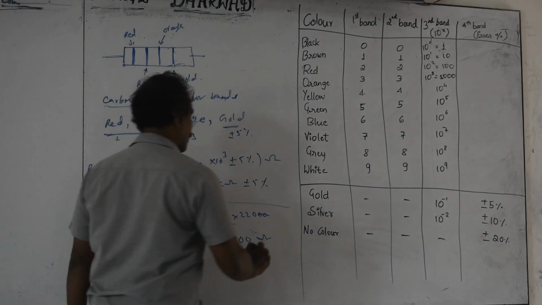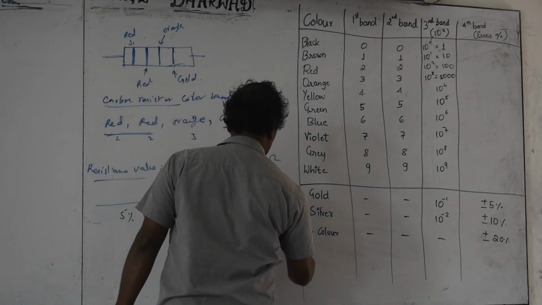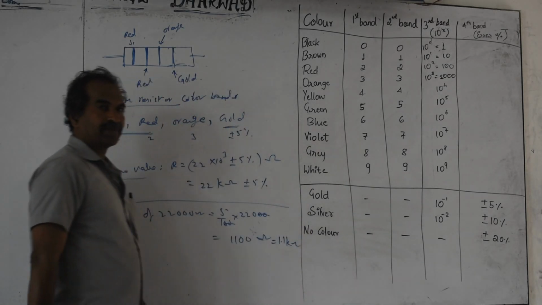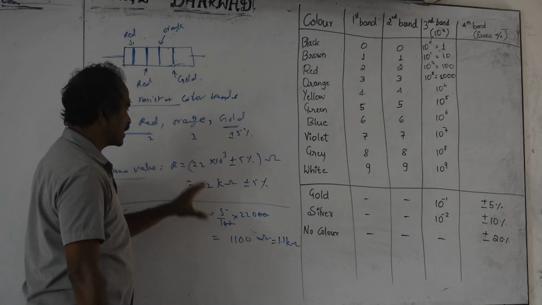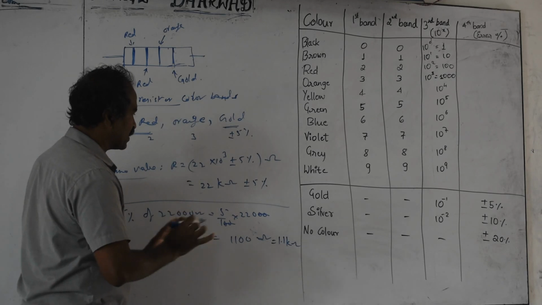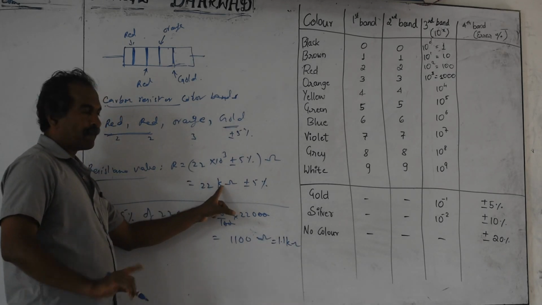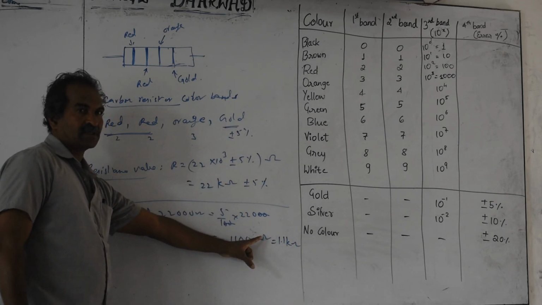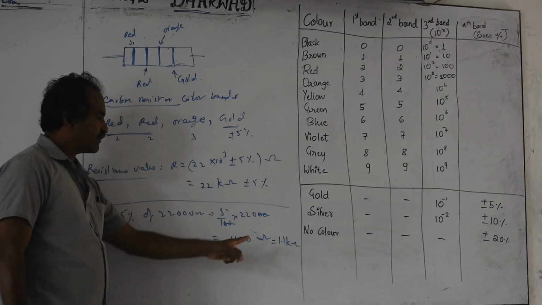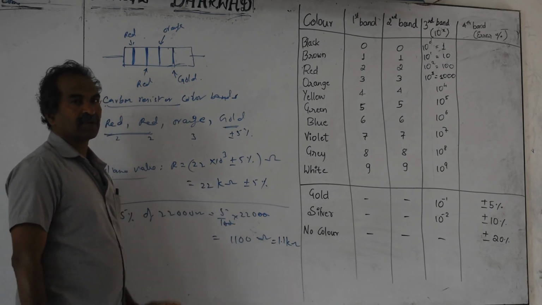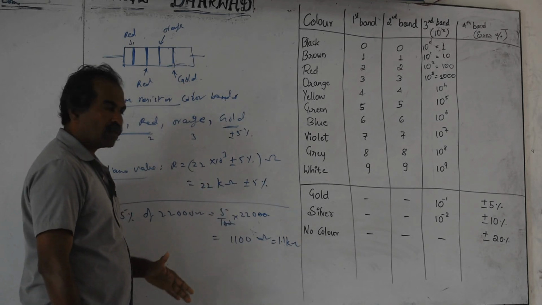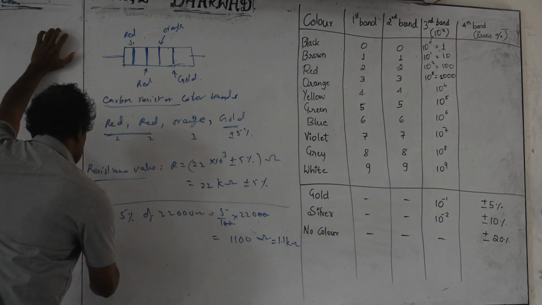This is nothing but equal to 1.1 kilo ohms. Kilo means 10 to the power of 3, so you get the same value. That means the resistance can have values between 22 kilo ohms plus or minus 1.1 kilo ohms. That means 22 minus 1.1 to 22 plus 1.1 kilo ohms if you take it in kilo ohms, or else in ohms. Therefore, the resistance has a range.